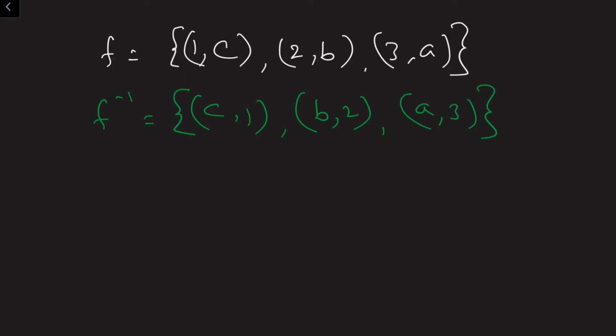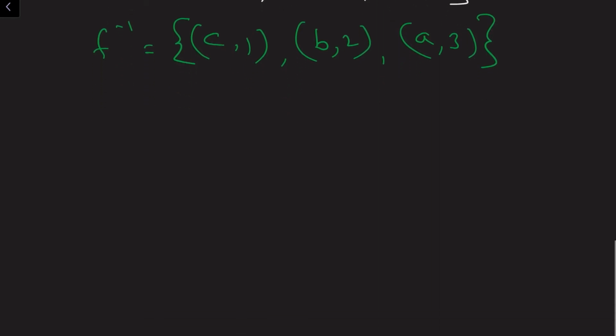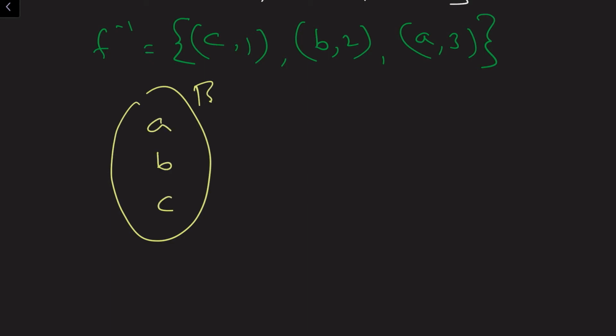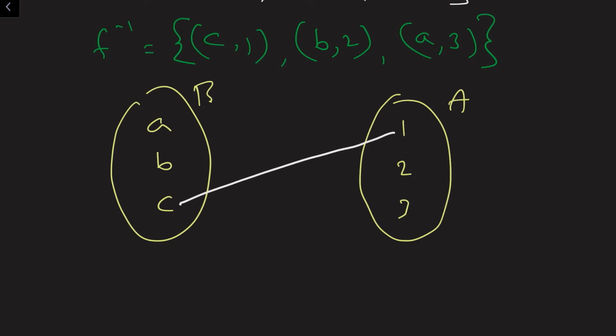Now for the given function f, I wrote the inverse function. Now let us check whether this inverse function will become a bijection from B to A, because we are doing the inverse, so that's why I am checking for B to A now. In the set B we have a, b, c and in the set A we have 1, 2, 3. c comma 1, b comma 2, a comma 3.